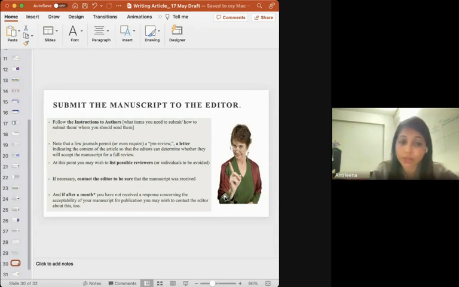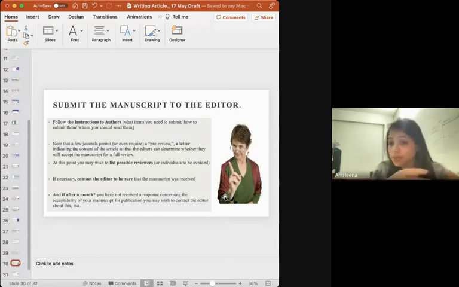And then if necessary, contact the editor to be sure that the manuscript was received. Often journals tell you that they will contact you in 3 months. In that case, it's best not to write to them until 3 months. But if there's no such rule, then you can just send a mail saying, sir, have you received my article? That's all. It gives you the assurance that, okay, my article is in safe hands, received by the editor.